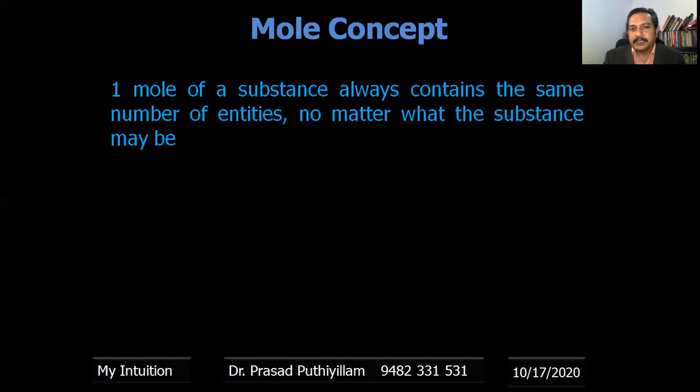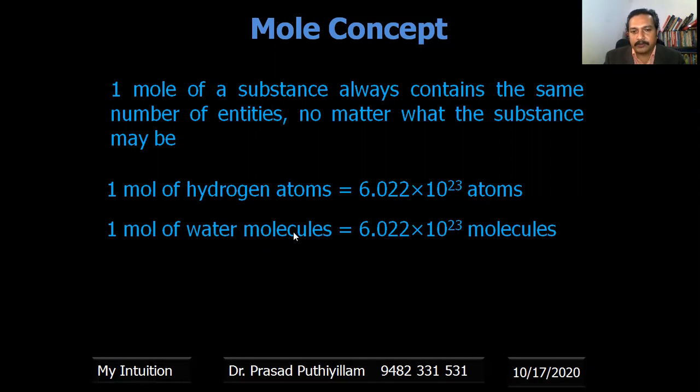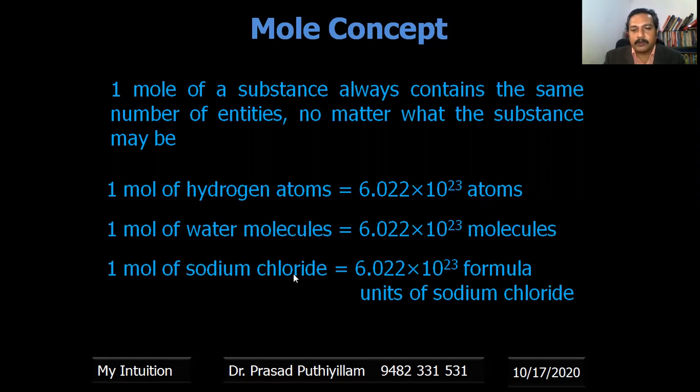So 1 mole of a substance always contains the same number of entities, no matter what the substance may be. For example, 1 mole of hydrogen atoms contains Avogadro number of atoms, or 1 mole of water molecules contains Avogadro number of molecules. 1 mole of sodium chloride contains Avogadro number of formula units of sodium chloride. Therefore, 1 mole of a substance always contains the same number of entities.